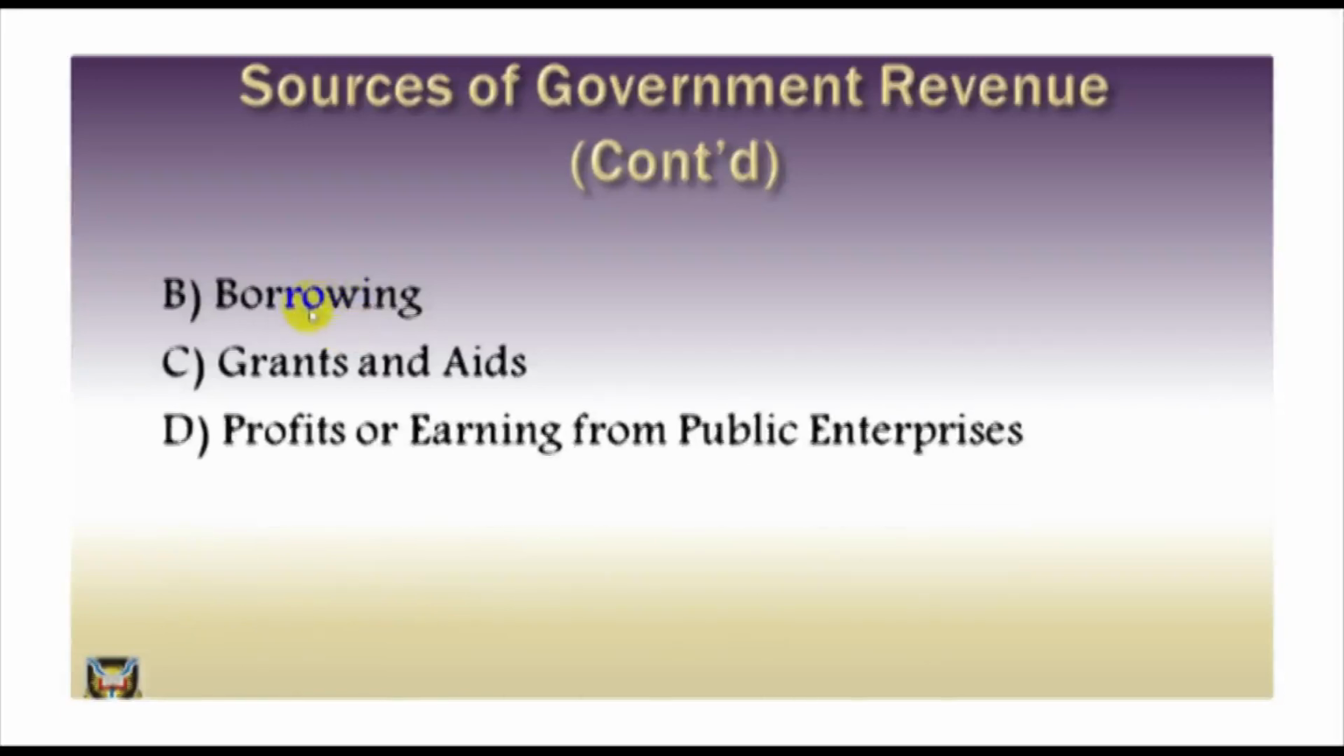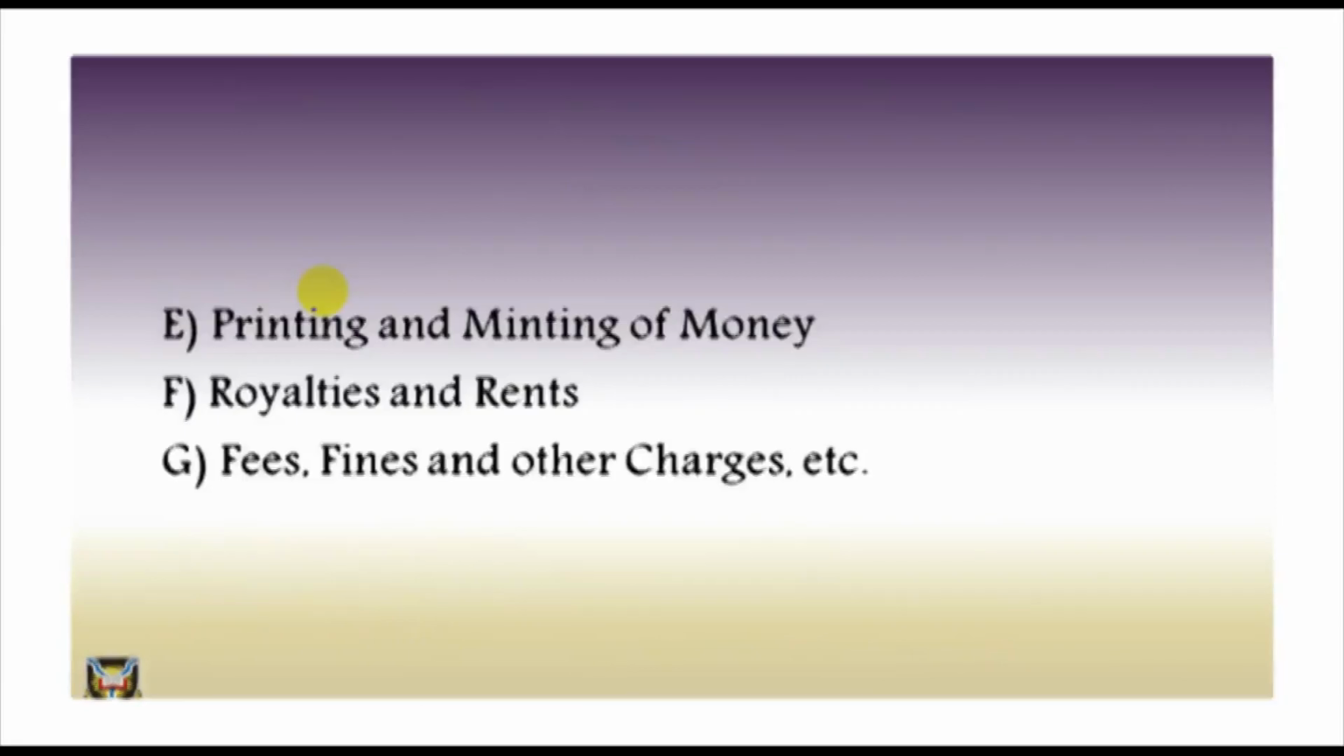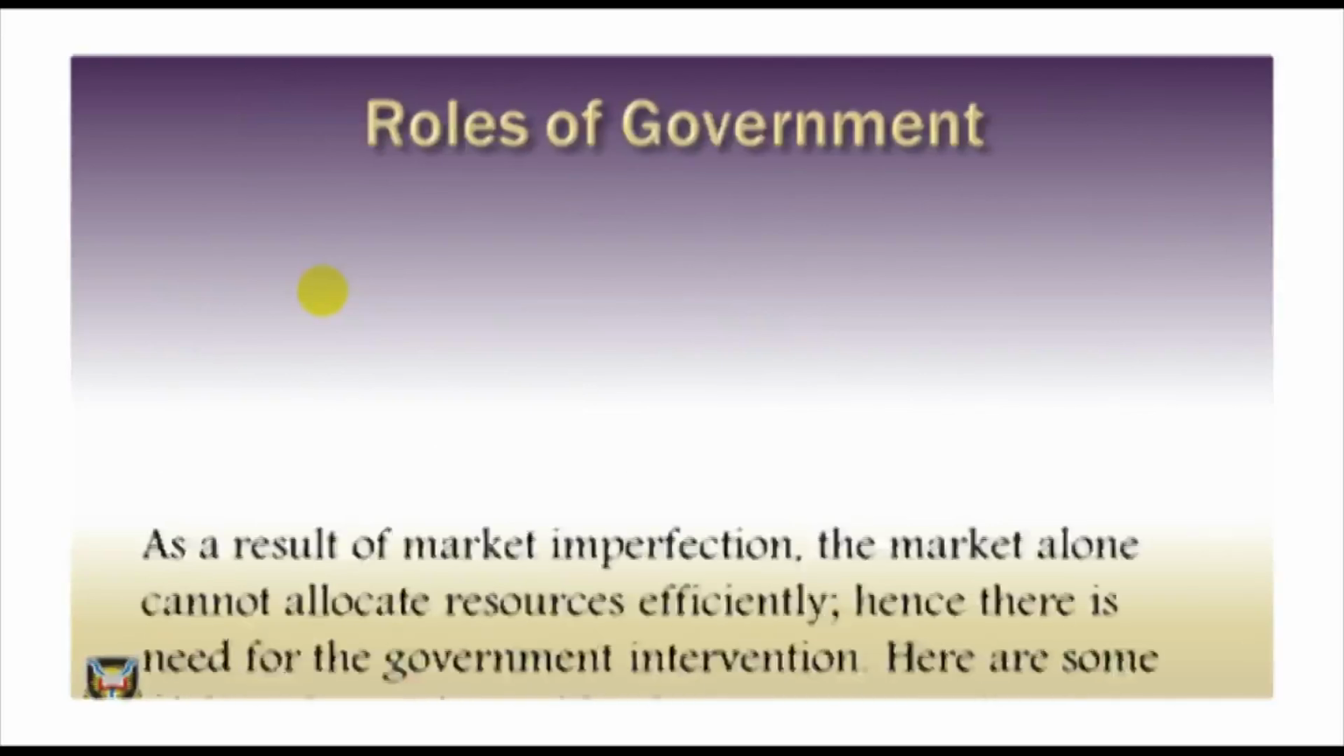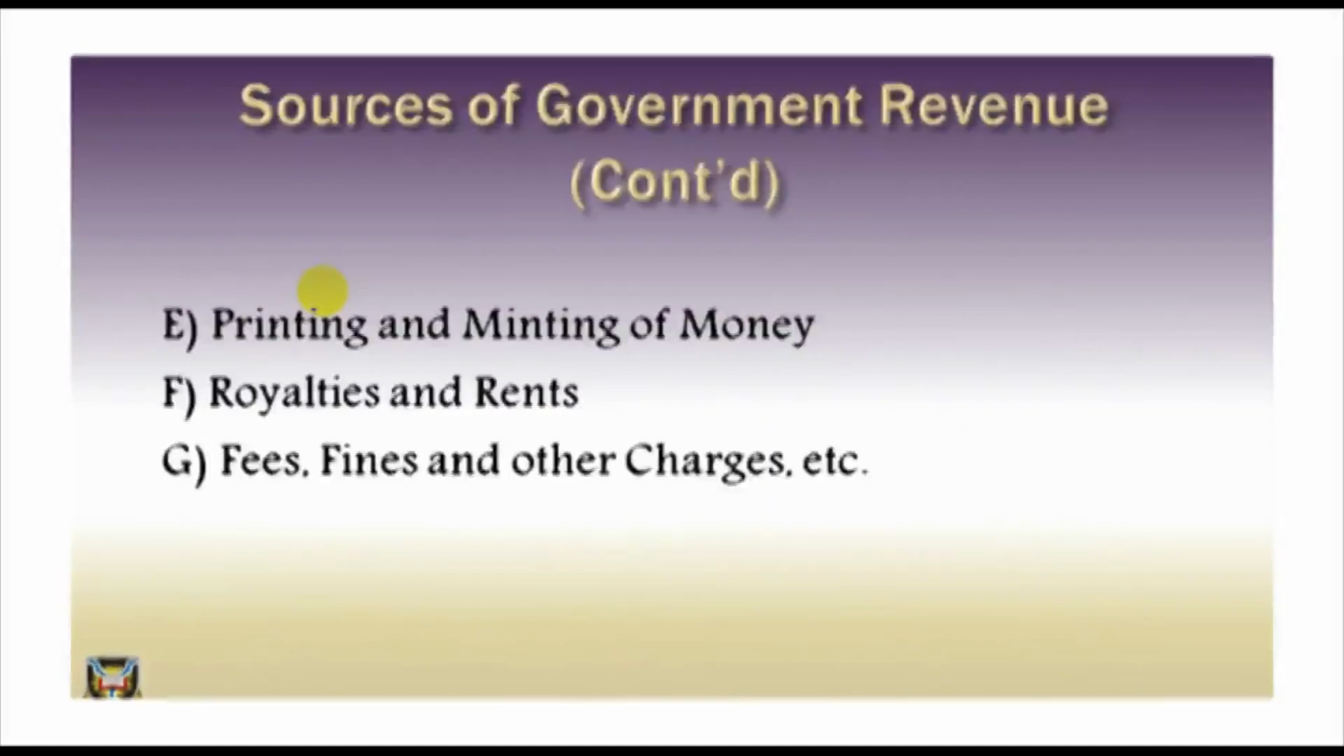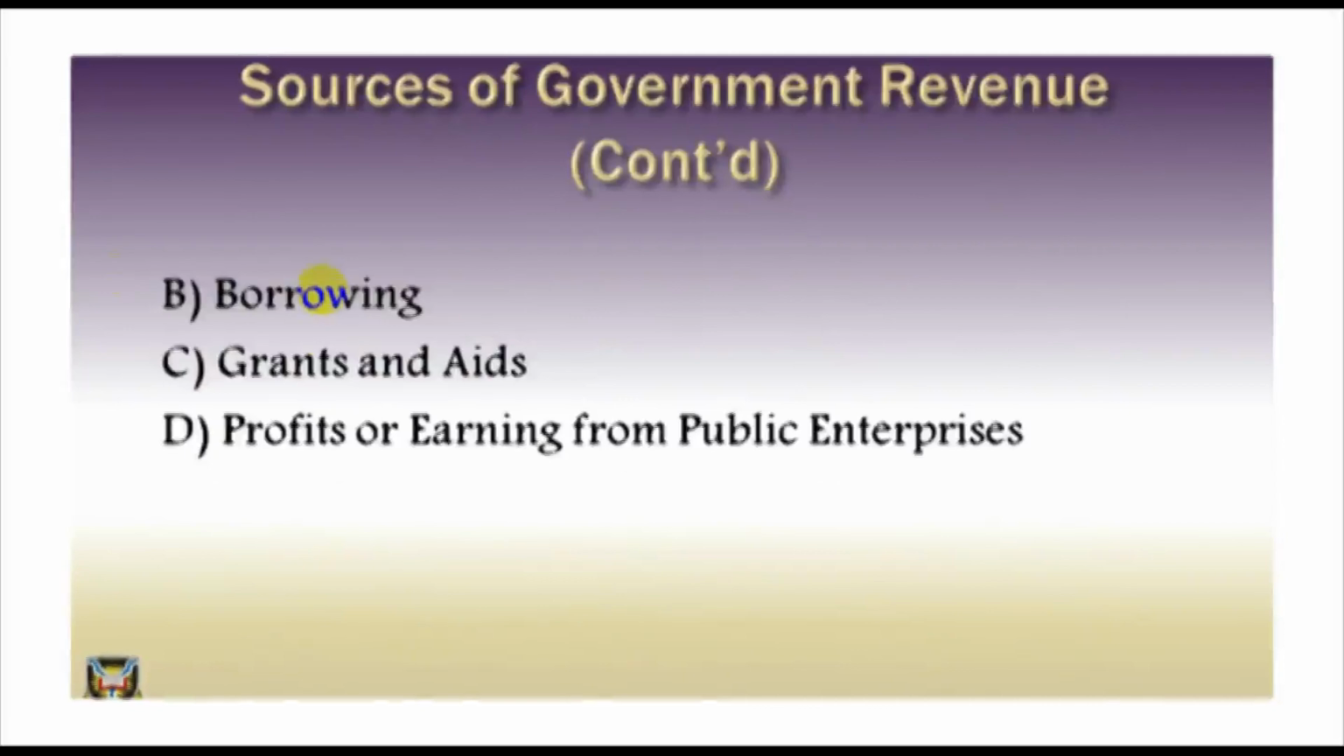B. Borrowing. This is a temporary source of revenue to the government. Governments can borrow or obtain loans from individuals or financial institutions, both within and outside the country, which require future repayment of both the principal and interest as a reward for parting with the capital. When borrowing is not properly managed, it can lead to a debt burden since it depends on the ability of the borrower to pay back.